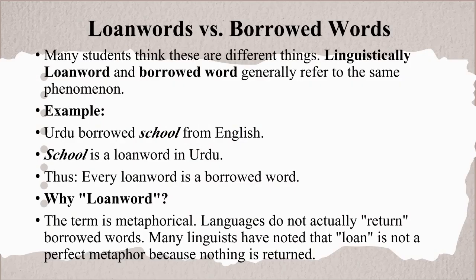Next is loanwords and borrowed words. Many students often assume that loanword and borrowed word refer to two different categories, but linguistically they describe the same phenomenon. Both terms refer to a word that has been taken from one language and incorporated into another. For example, Urdu has borrowed the word school from English, and in this context, school is considered a loanword in Urdu. Therefore, it is correct to say that every loanword is essentially a borrowed word.